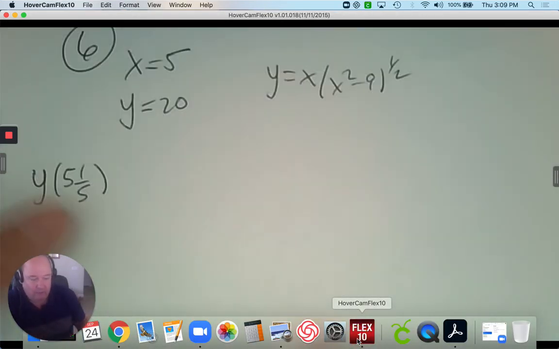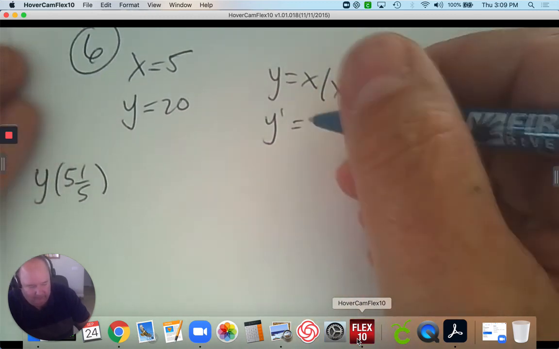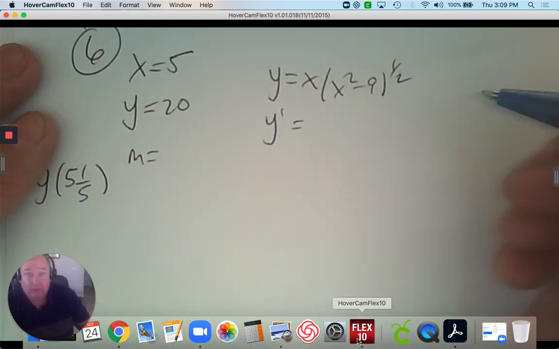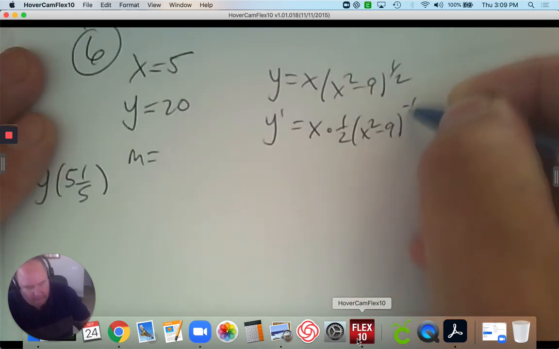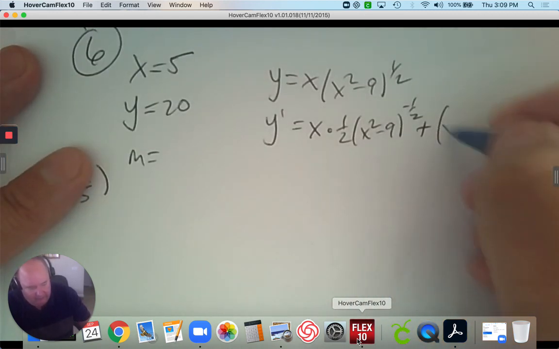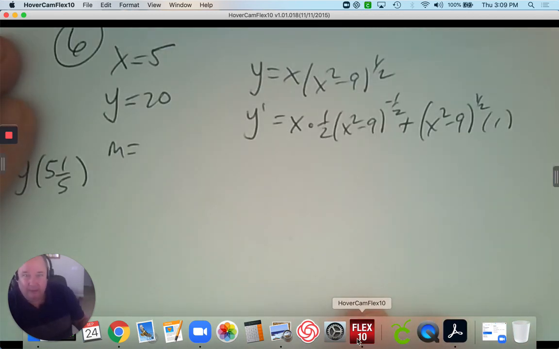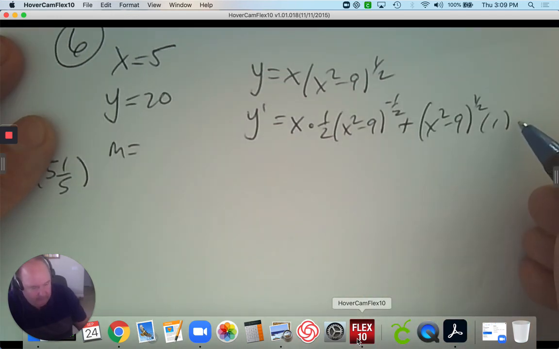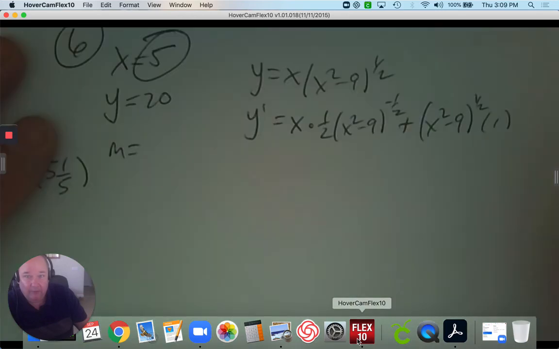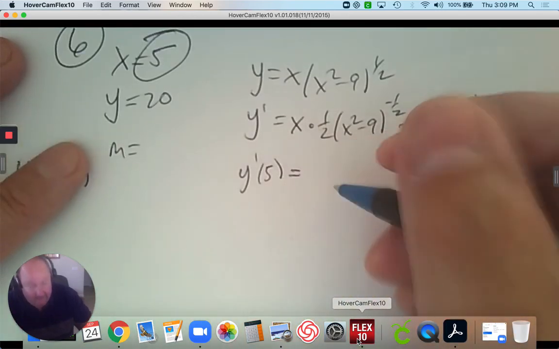So this is what I'm trying to get to: what the value is at 5 and 1/5 using the tangent line. Now, I need to take the derivative here to find the slope. It's going to be the product rule. So that's the first times the derivative of the second plus the second times the derivative of the first. Now, I don't really need the 1 there, but I put it there. So there's the derivative. Wherever there's an x, I then need to plug in 5 to find the derivative at that x value.